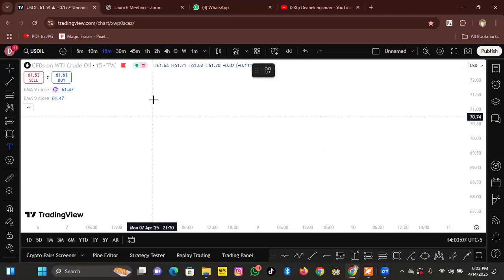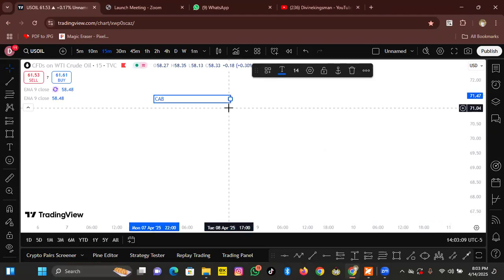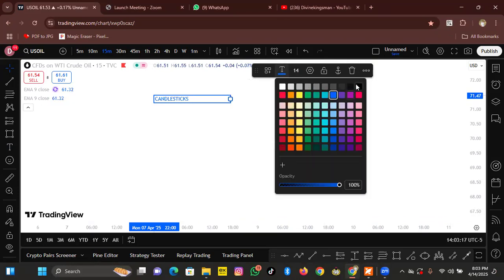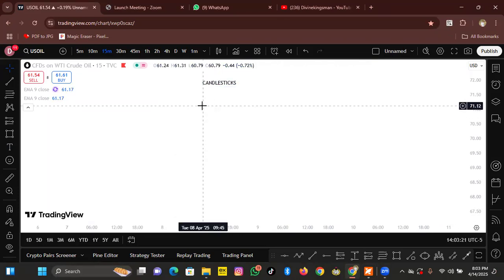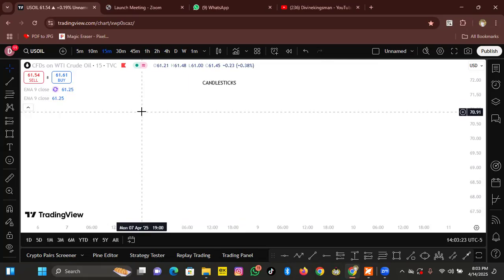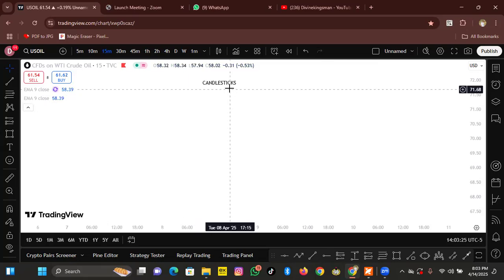So today what we'll be talking about is candlesticks. Now, a candlestick is a visual representation of price movements in the financial market. And it is divided into different parts.